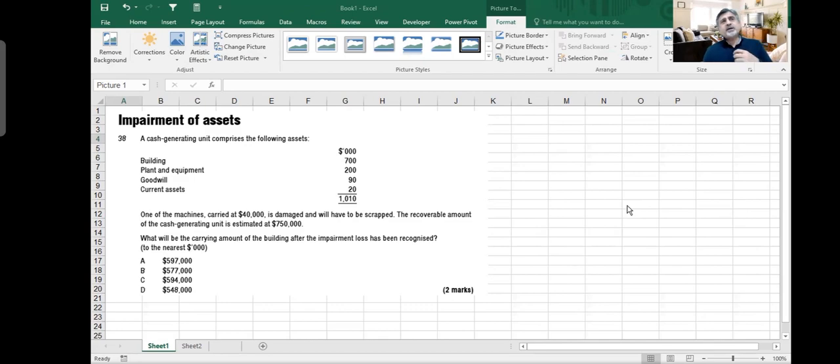So a cash generating unit could be a single asset. It could be a combination of assets. It could be a business. It could be a part of a business, okay? It could be one product line or whatever. So as small as a single asset, and then a combination of assets, and as big as the entire business or a segment of the business.